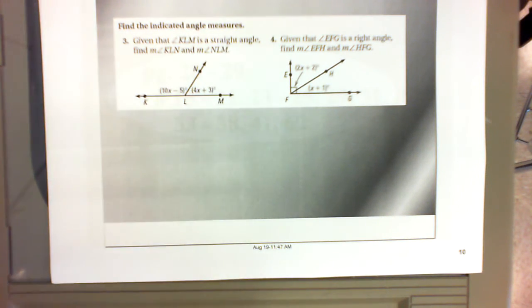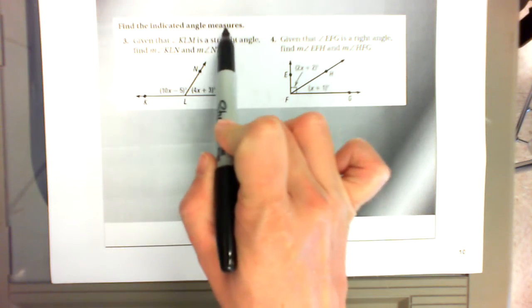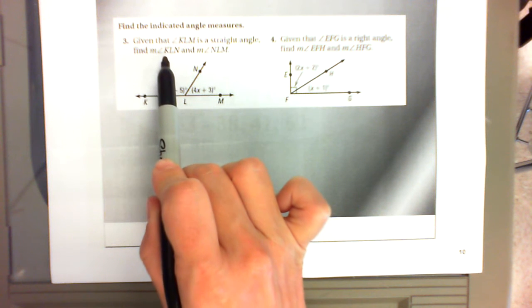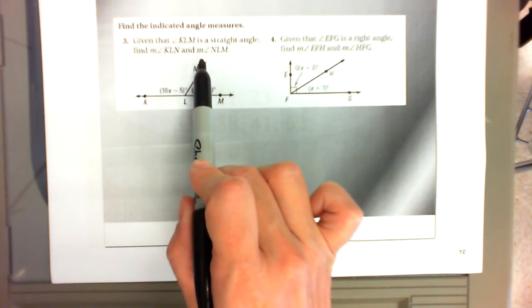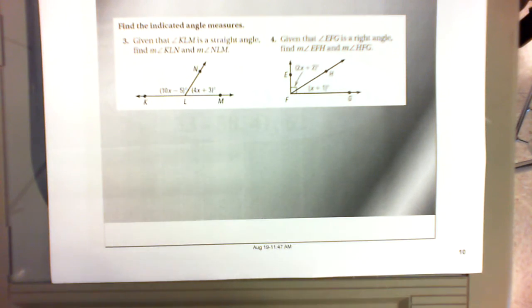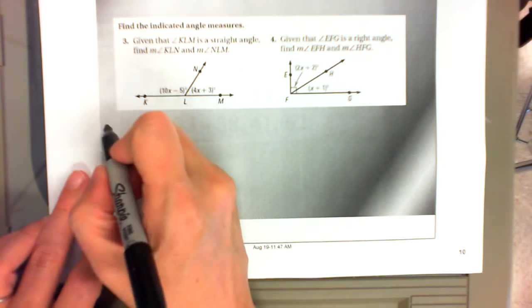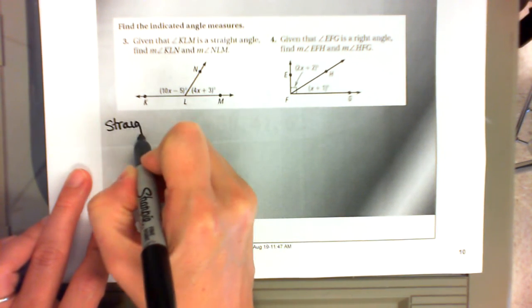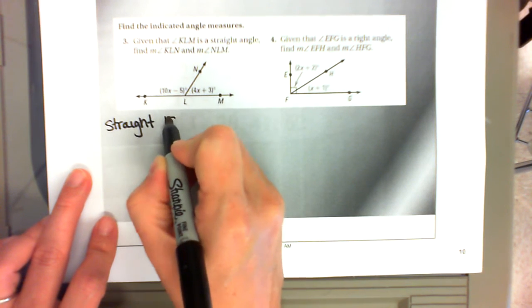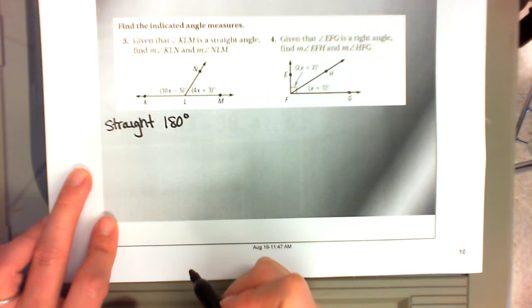Here's some more practice. Given that angle KLM is a straight angle, what does straight angle mean again? 180 degrees. Find the measure of angle KLN and the measure of angle NLM. So because it's a straight angle, straight angles means it's 180 degrees. That's a little hint.